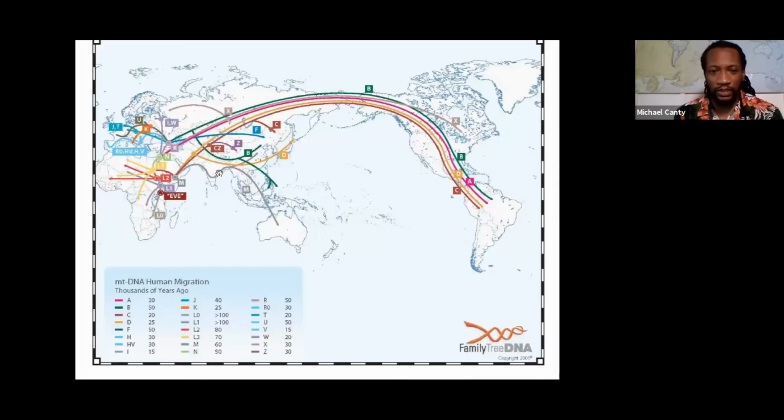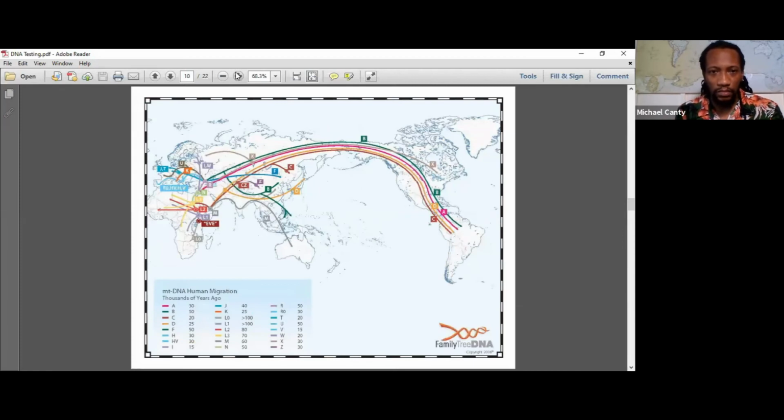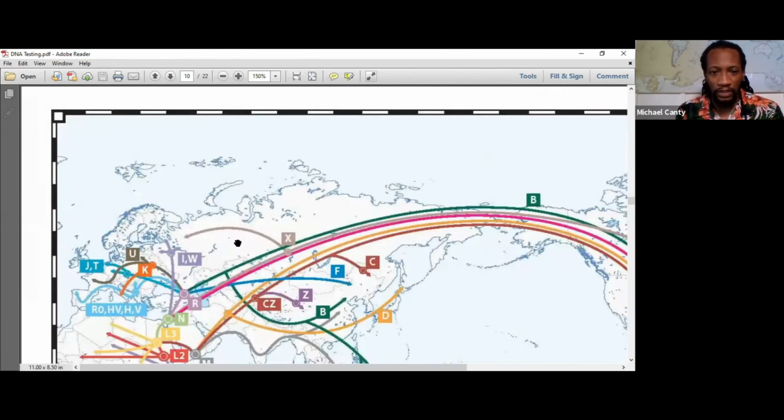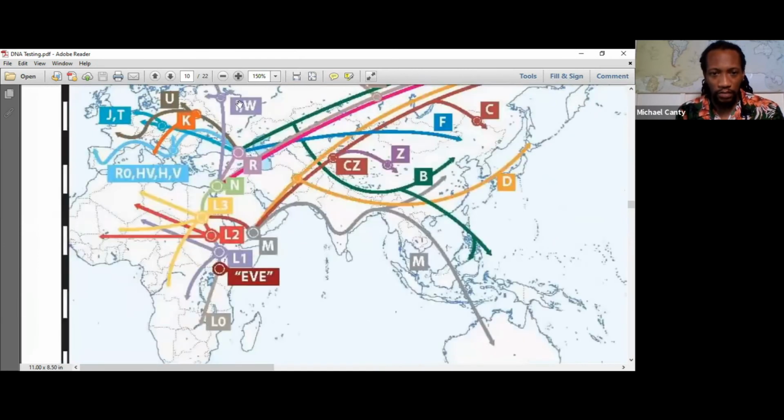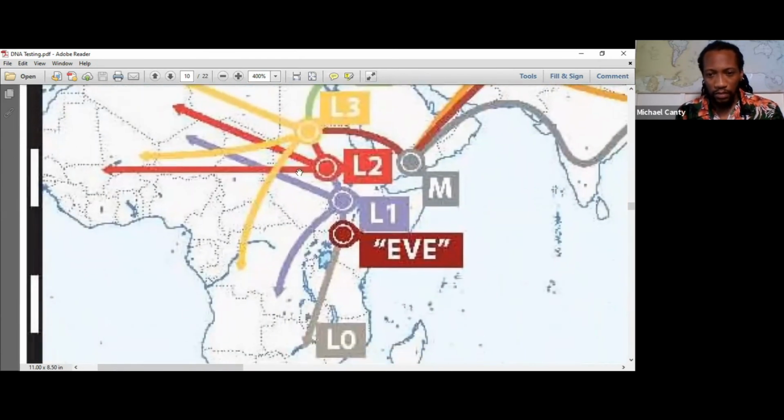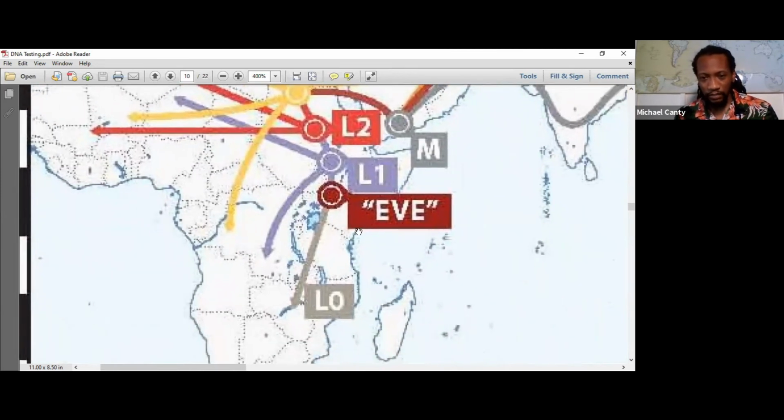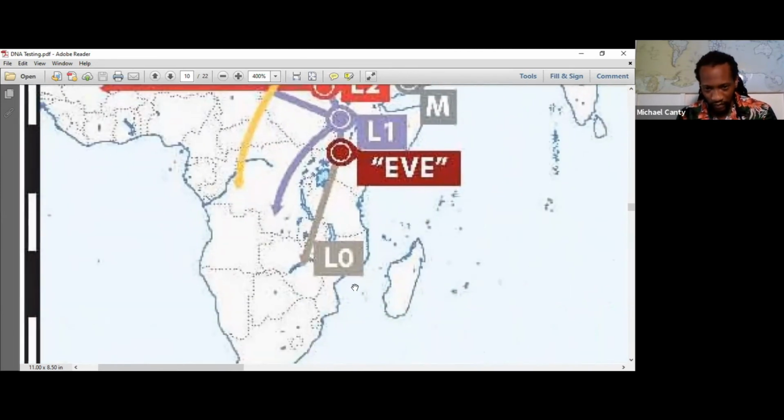I just pulled it up. I wish I could zoom. I don't know how to zoom in on here. But you see Eve and then L0 to the south of Eve. But don't you follow it? I'm zooming in so I can see it better. Yes, L0 is Eve there, and then L0 goes down towards South Africa. Okay, but doesn't it also go up and out?